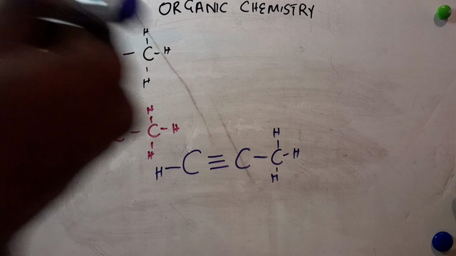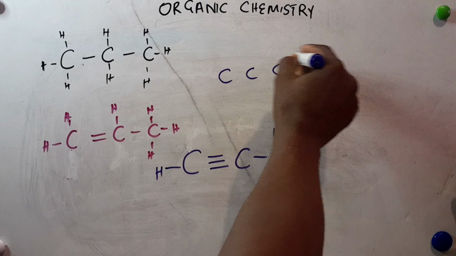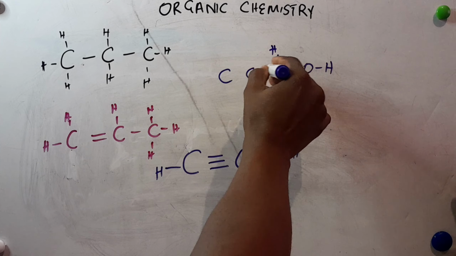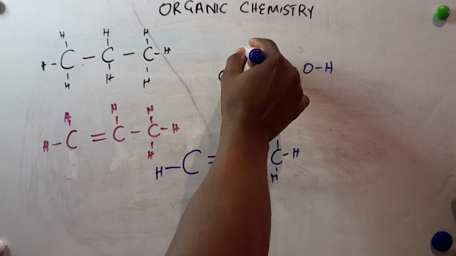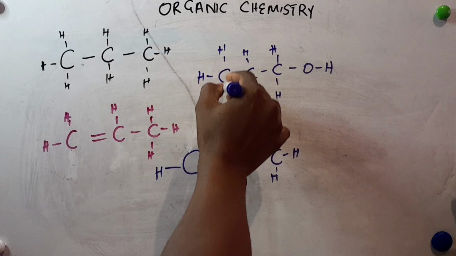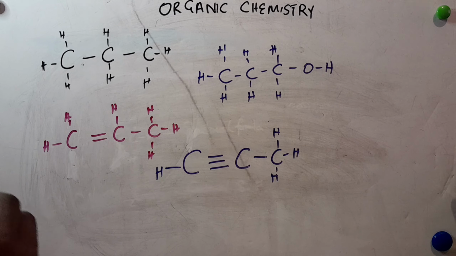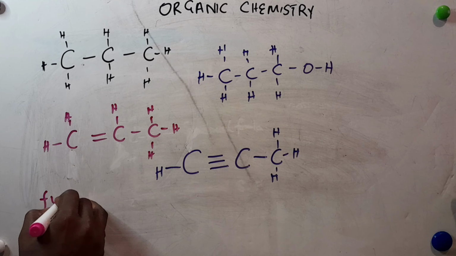We can also have something like this. You can have something like this as well. So this is another type of compound. We'll do this by identifying the functional group and the homologous series. Let me just write them here. So we'll find the functional group.